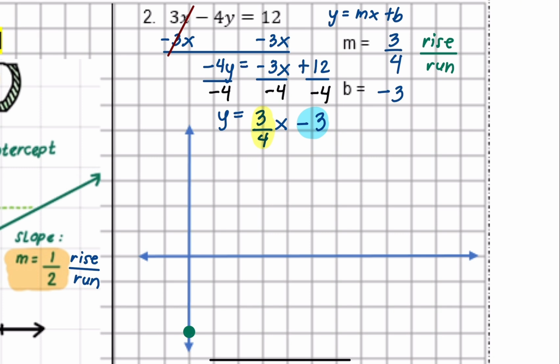Negative 3. So again, class, since we're talking about y-intercept, x is always 0, negative 3. Now, from this point, we're going to count 3 up, since that is positive 3. 1, 2, 3. And then since our run is 4, from this, we're going to count 4 units to the right. 1, 2, 3, 4. This is our next point. Okay?